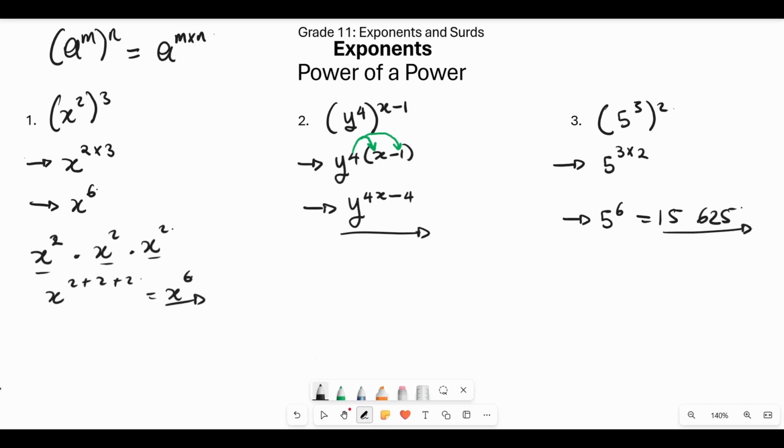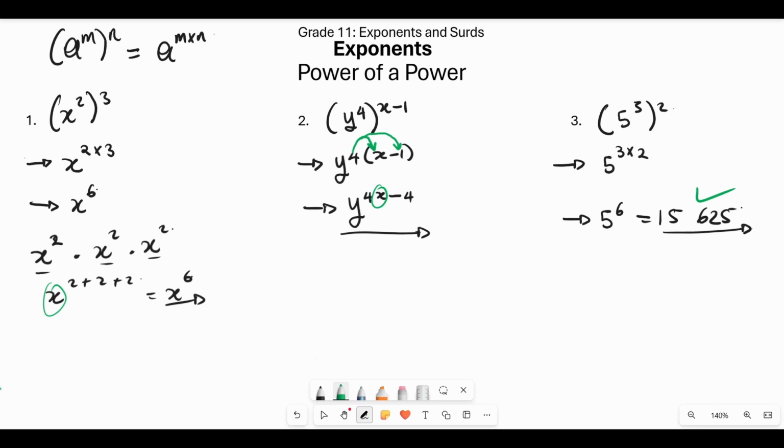If it is numbers, you can use your calculator to simplify. But if you have values such as x as your base, then you cannot simplify further with your calculator, so you just leave it as it is. With numbers, you can further simplify it into a full answer. So that is the basic concept of power of a power.